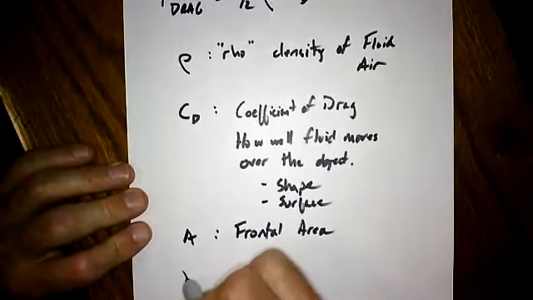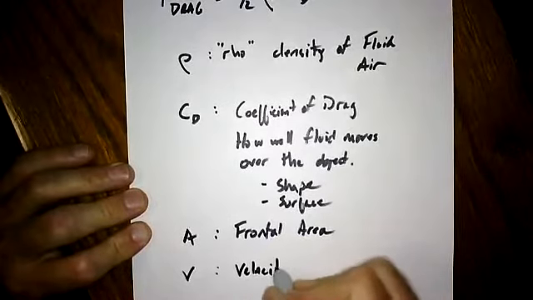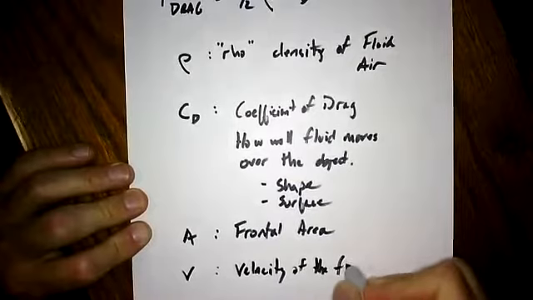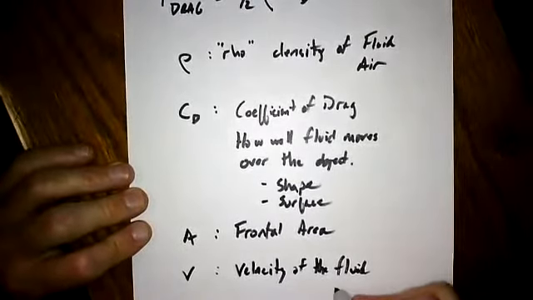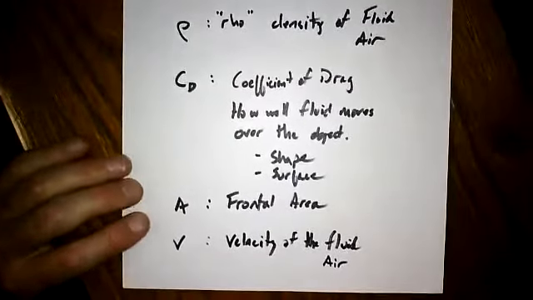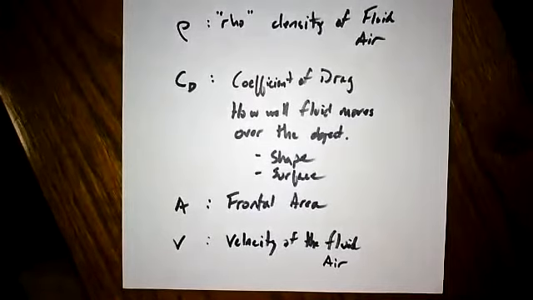And then finally, V is velocity of the fluid. How fast the air is moving over the object. It's not ground speed. It's not how fast the bike is going. It's how fast the air is moving over the object.